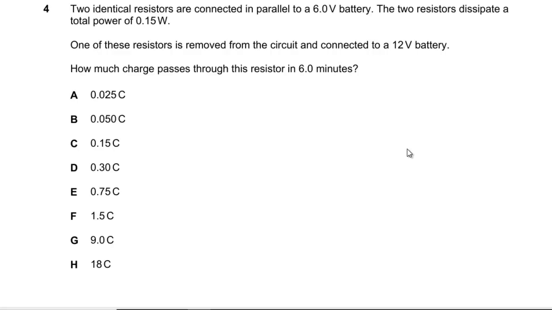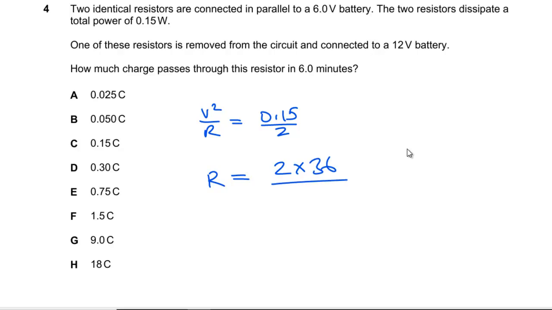Okay, so we want the current when we move it somewhere else. So we want to get the resistance here. So we've got our V squared over R is going to be, so we've got 2 resistors. So that would be 0.15 divided by 2. And V squared is 36. So our R is going to be 2 times 36 over 0.15.